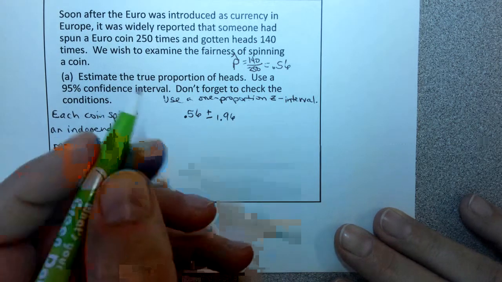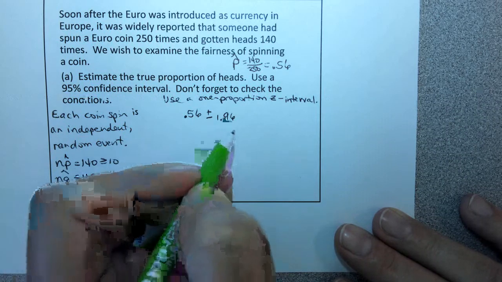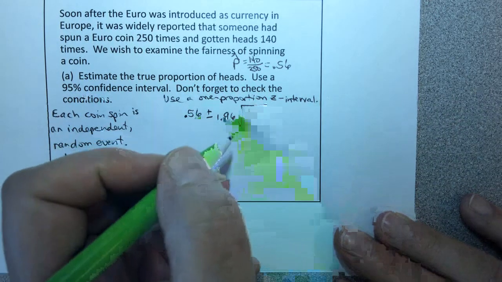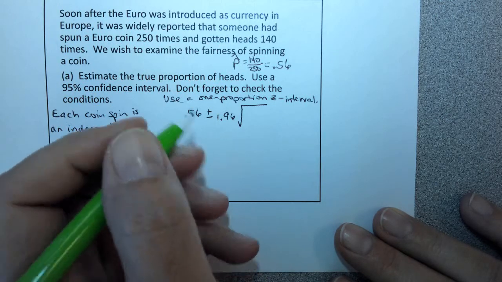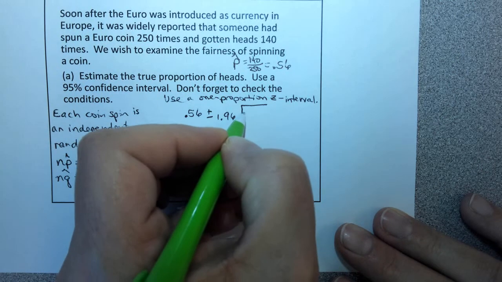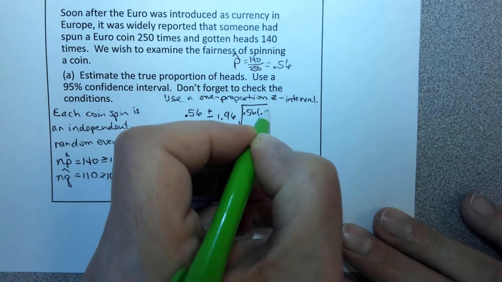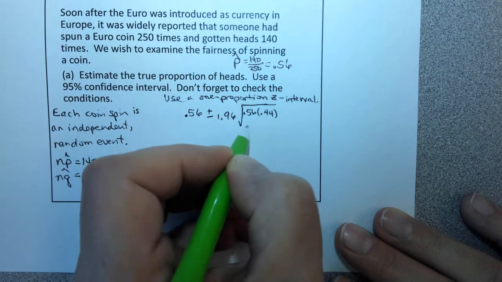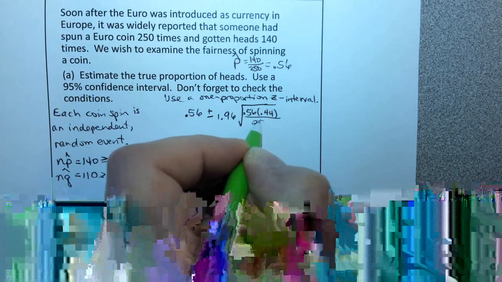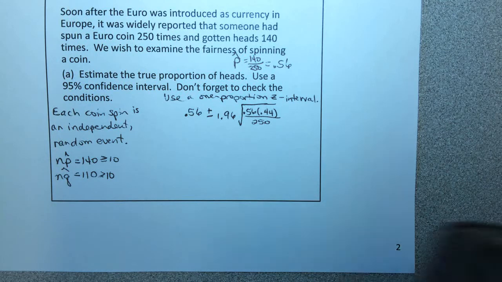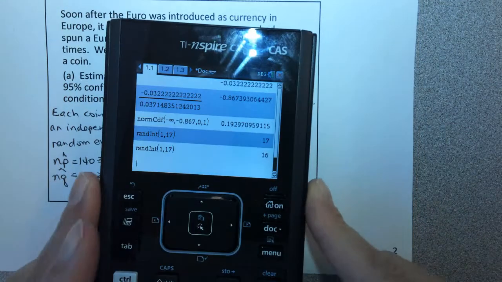1.96. That one hopefully we just know by now because we use it so often. Multiplied by the standard error, and it's the standard error because I'm using p hats instead of the true p, and p hat's 0.56, q hat is 0.44, and the n is 250. So I would probably, because I want to do things quickly and efficiently, finish that on the calculator.